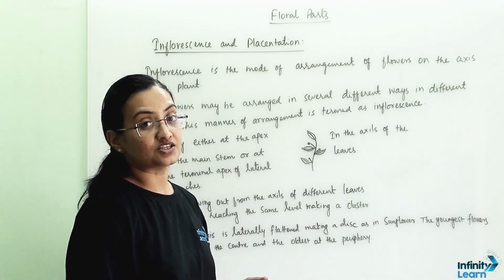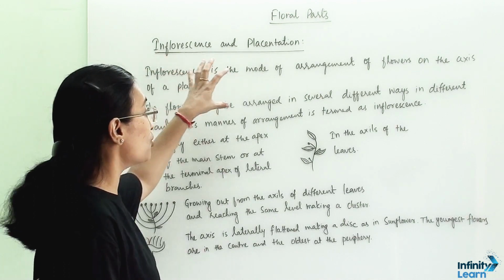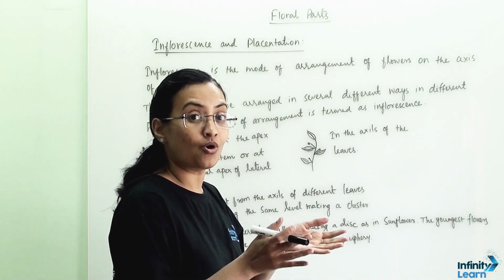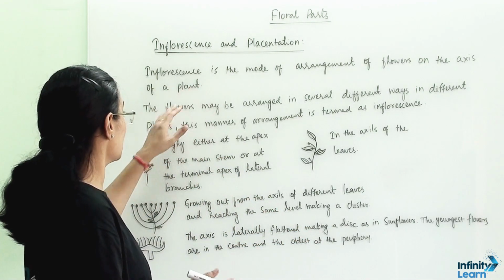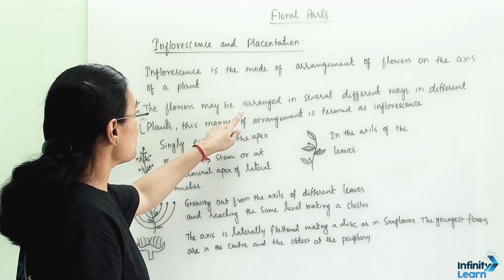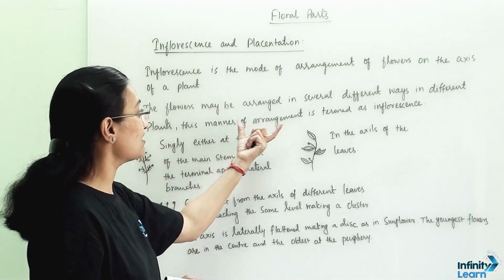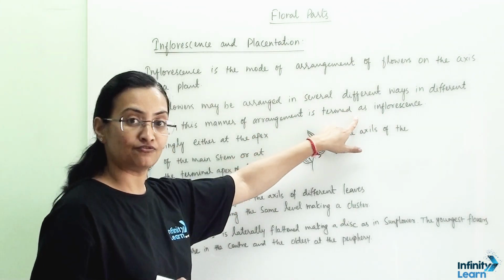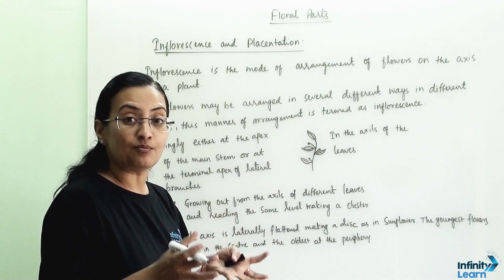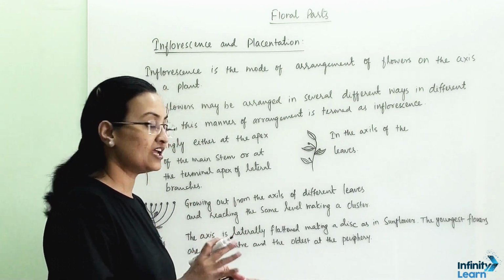Inflorescence and placentation. Let us learn inflorescence first. Inflorescence is the mode of arrangement of flowers on the axis of a plant. So we can define inflorescence like this: the flowers may be arranged in several different ways in different plants. This manner of arrangement is termed inflorescence.